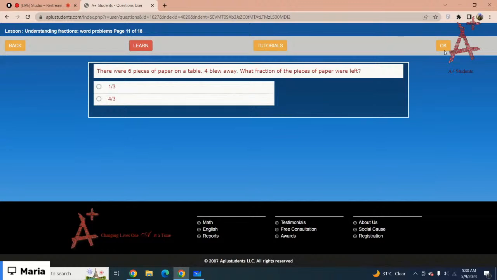So don't worry. There were 6 pieces of paper on the table. 4 blew away. What fraction of the pieces of paper were left? So which is the correct option?